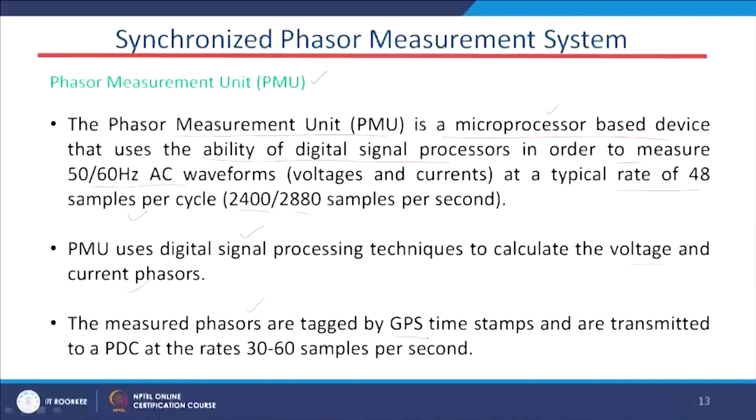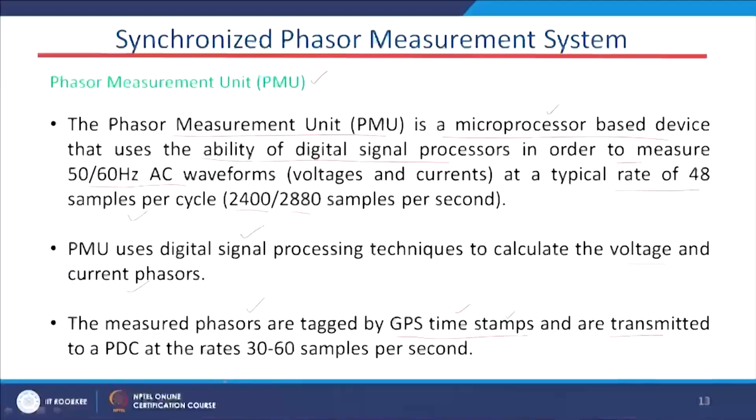The processor of the PMU estimates the phasors of the voltage and current, and the measured phasors are tagged with GPS time stamps, showing at what time these particular voltage and current phasors were estimated by the PMU device. The time stamp is there along with the voltage and current phasors, and they are transmitted to the PDC at a rate of 30 to 60 samples per second. At this rate the data are transferred to the PDC, the phasor data concentrator.